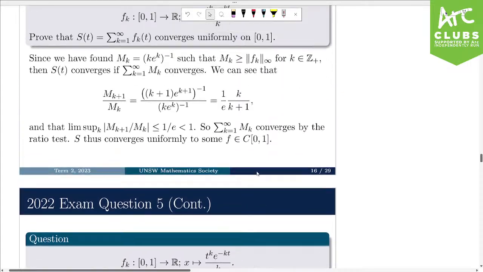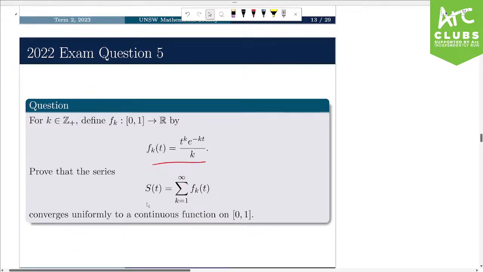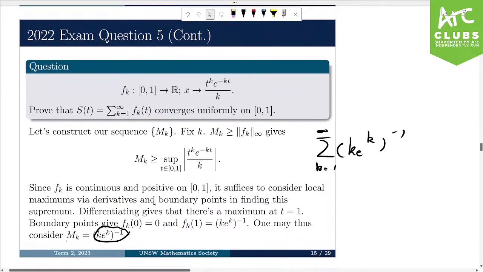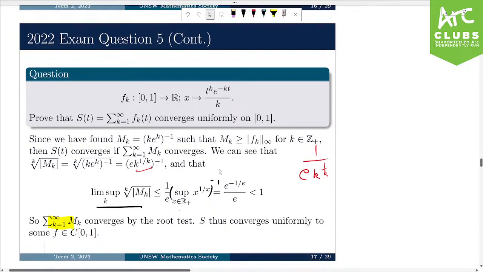And once we have shown that this series of upper bounds converges, we can conclude from the Weierstrass M-test that the series of functions converges uniformly to some continuous function.